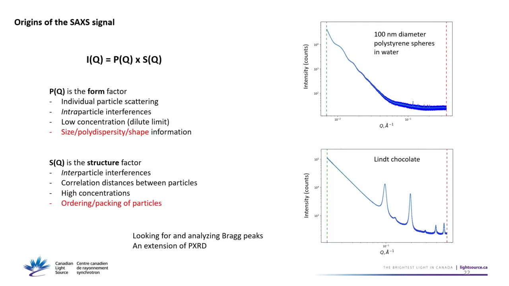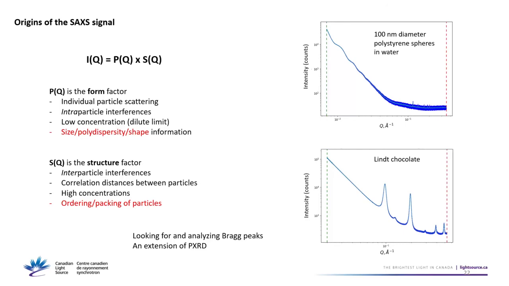So where does this actually come from? It's two things. The intensity as a function of Q is proportional to P of Q times S of Q. P of Q is the form factor, which originates from the individual particle scattering, or scattering within the particle itself. It's something that you only really observe at low concentrations. You really need dilute samples. And you don't really see peaks; you see these kind of oscillations. This encodes most of the size, polydispersity or shape information about your sample.